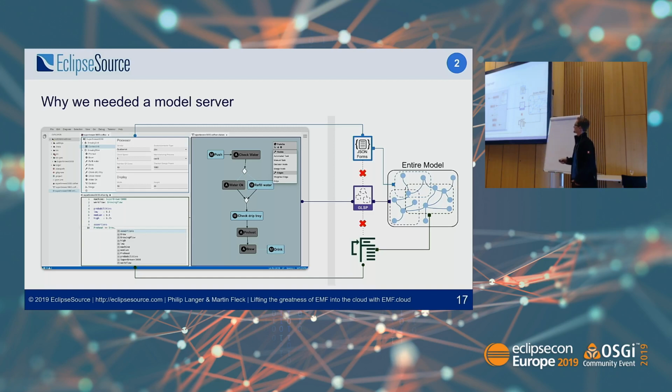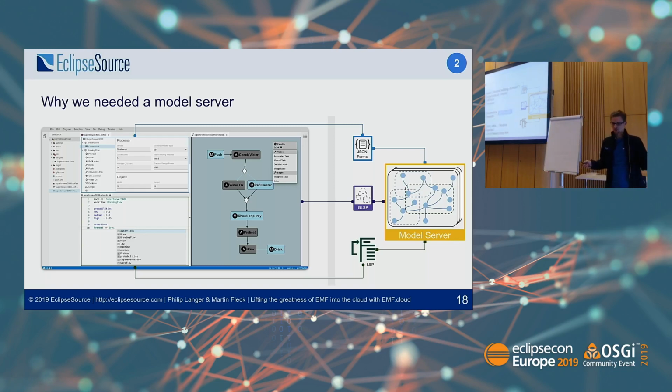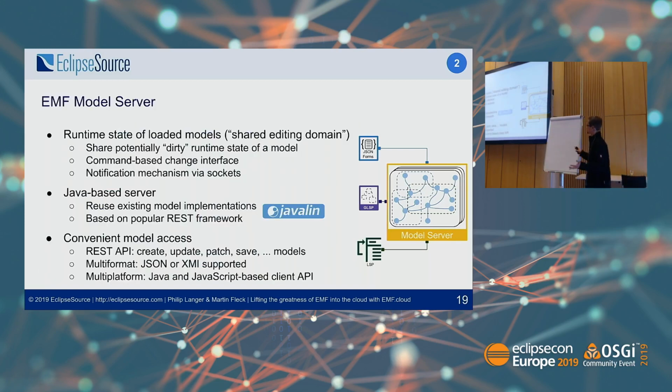So what we actually have to do is to create yet another microservice that takes over the synchronization task, and that helps to synchronize the state that all these different services actually require. And that's what the model server is all about. It's not there to be some sophisticated querying mechanism that you can use on the cloud or so. It's just addressing one particular issue, and that's representing the runtime state of loaded models, kind of, if you like, a shared editing domain. It's really an orthogonal microservice that you can use to solve this particular problem.